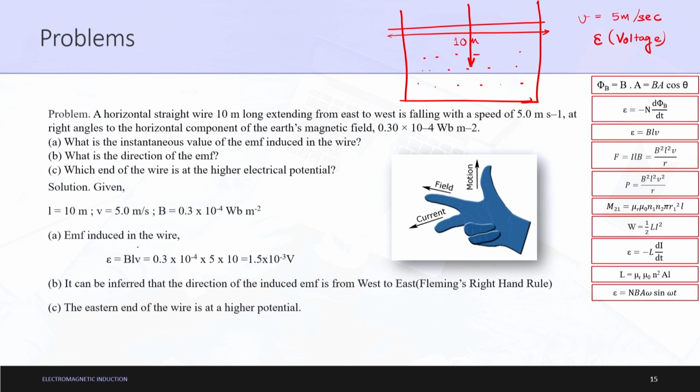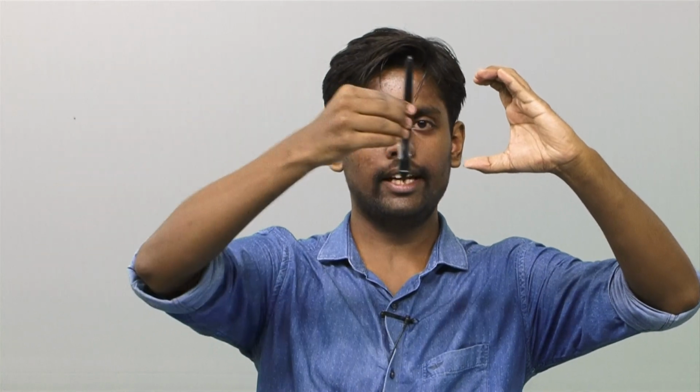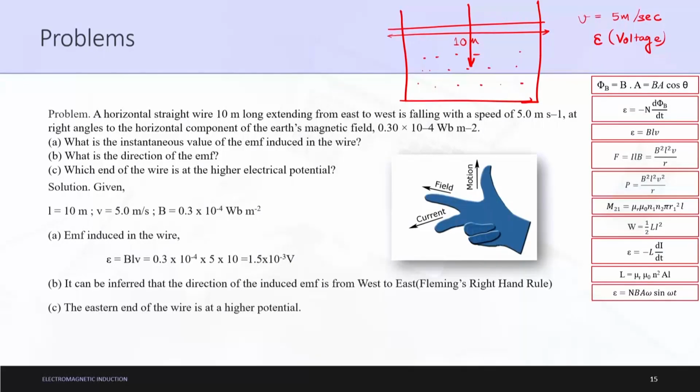First of all, the EMF induced in the wire, epsilon, is equal to BLV. As I already told you, if you shift it like this and then this wire is moving inside, there is a change in the area. Because of the change in area, there is a change in the flux, and because of the change in flux, an EMF is produced. It is a motional EMF produced, hence the value of epsilon, which is voltage. So, EMF is nothing but BLV, the same formula written here towards your right. Simply putting in B, L and V gives you the value of EMF as 1.5 into 10 to the power minus 3 volts, or in millivolts it is 1.5 millivolts.